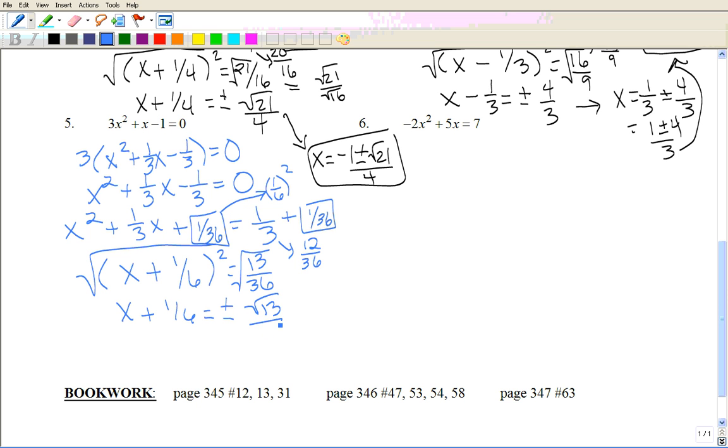But the square root of 36 is 6. So I'm going to move over the 1/6, I'm going to subtract it from both sides. And they have the same denominator, so I get x equals negative 1 plus or minus the square root of 13 all over 6.